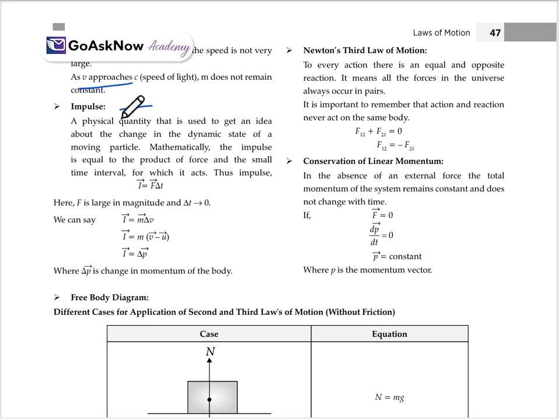Now, impulse. The physical quantity used to get an idea about the change in the dynamic state of a moving particle is impulse. Mathematically, the impulse is equal to the product of the force and the small time interval for which it acts. So I equals F delta t, where F is of large magnitude and delta t tends to 0. I equals m delta v, that is m(v minus u), with u the initial and v the final velocity, which equals delta p. So delta p is the change of momentum of the body.